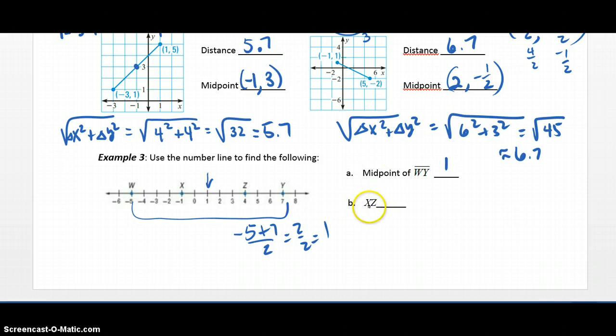And then part B, all they say is XZ. What that means is they want us to find the distance between the points X and Z. So the distance between -1 and 4, how far away are those from each other? We would get the answer of 5. Again, for the distance, you could find the change and subtract the two numbers. Remember, distance will always be positive. If you went the other way, you would get a positive 5. But either way, our answer will be 5.